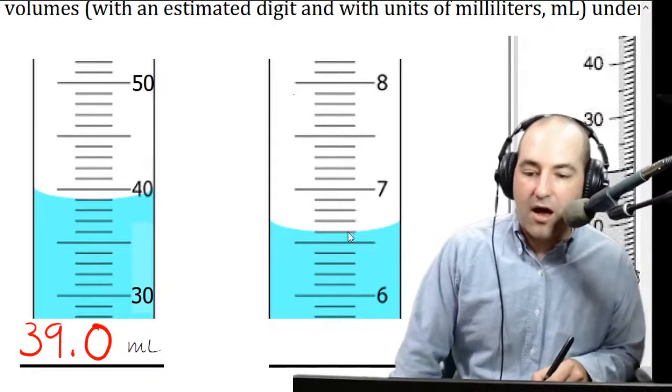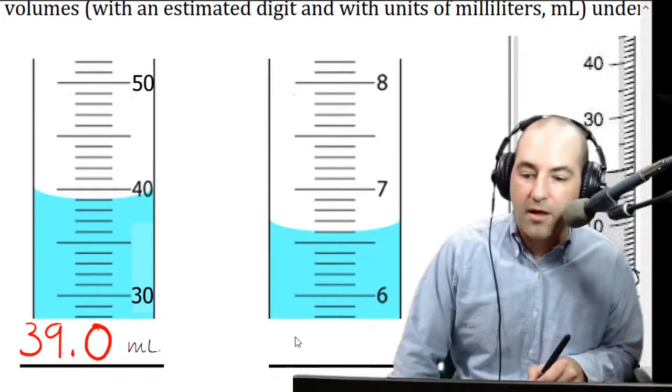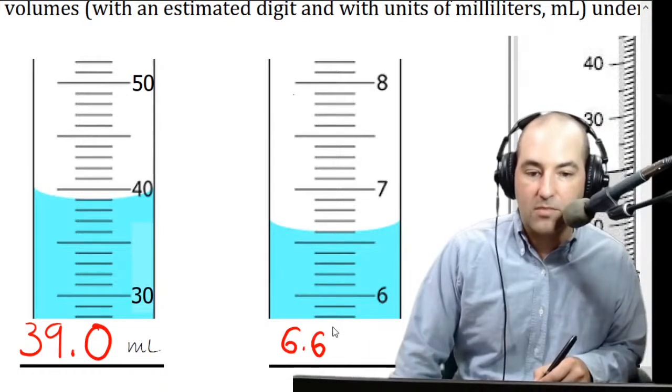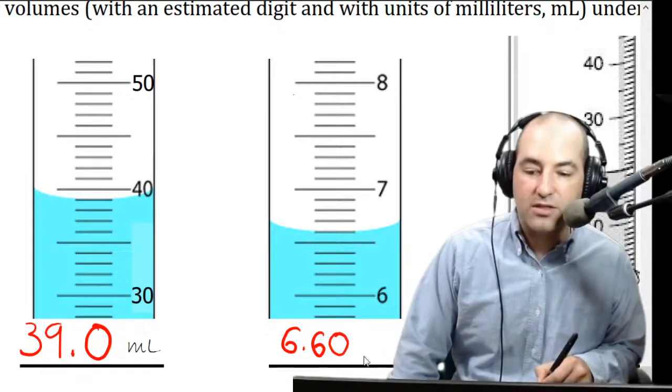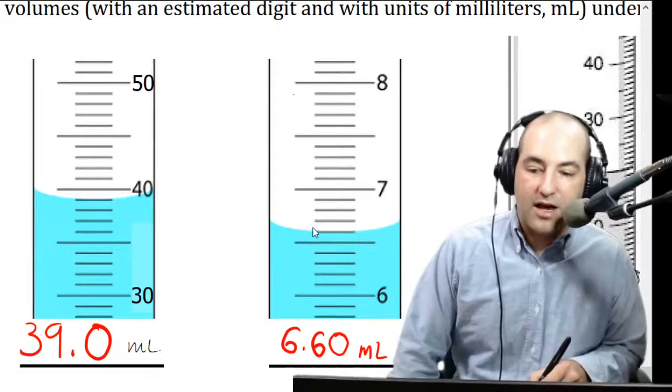The next one also looks directly on a line. It looks like it's right on that 6.6 line. But because that's a line, we still need one more estimated digit. So it looks like most of you figured out the 6.6 part, but we need to actually call that 6.60, because the 0.6 is actually a line.